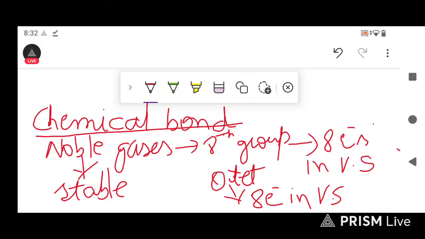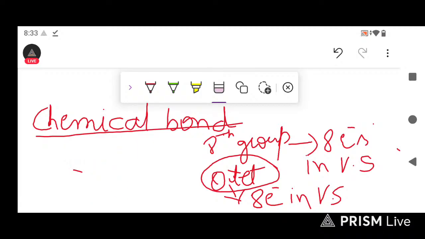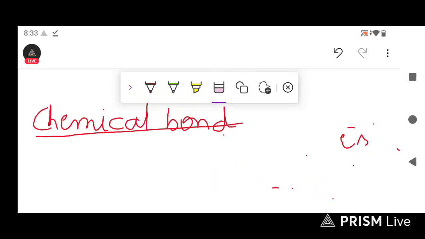So they want to become stable. Noble gases are stable because they do not combine with themselves or others, so they exist independently. What is the duplet rule and the octet rule? I told you about the octet, and I will define it completely so that you understand what the octet actually is.